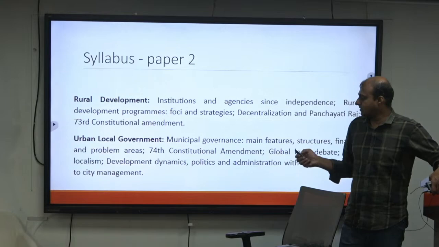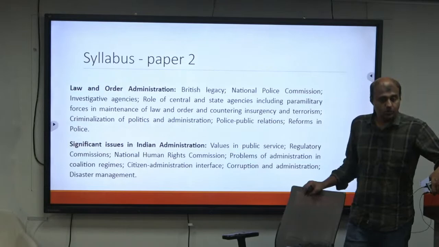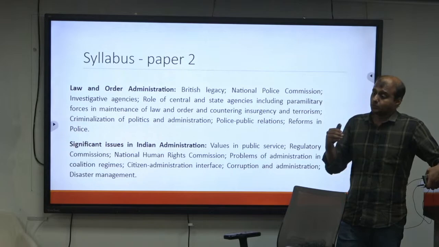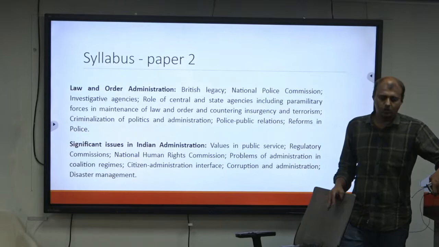Similarly, in addition to this, look at the words significant issues in Indian administration. What does that mean? Everybody keeps telling us that we will make sure there is zero corruption. So what do you mean by corruption? What are the different types of it? Why does it keep continuing? All those details we have to study, right from the Kautilyan era till now, and how things have changed.